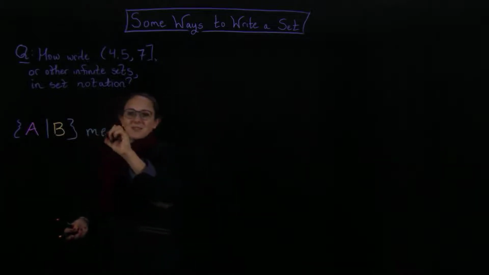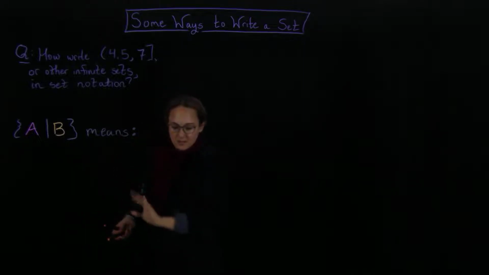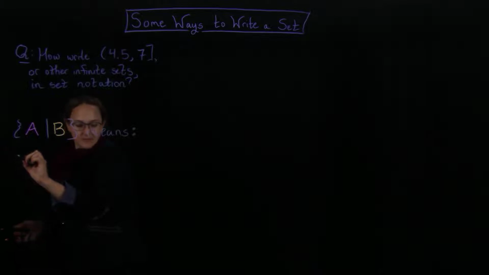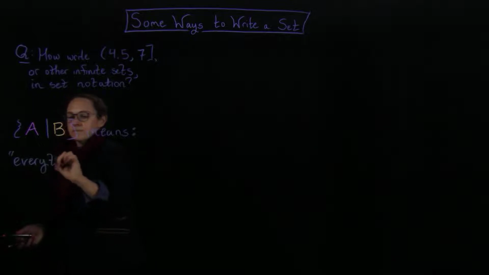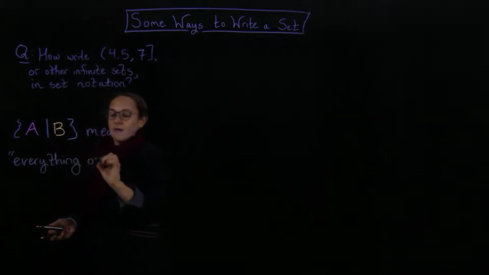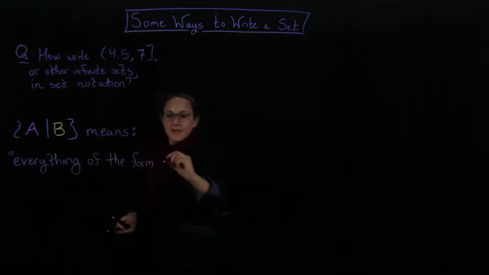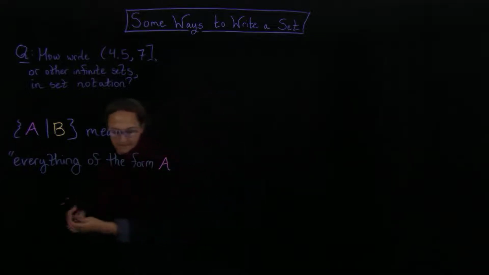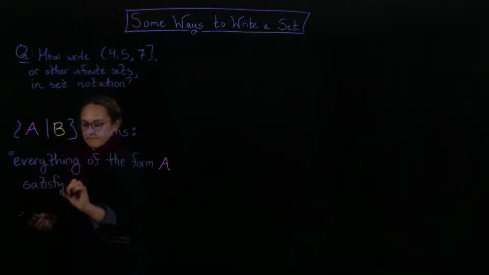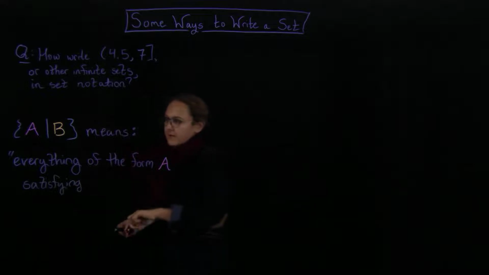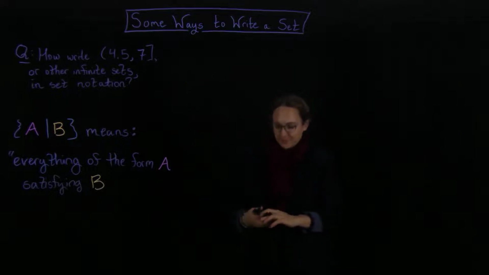So what does this mean? I think it'll become clearer when we do some examples. What this means is that we can think of this as everything of the form A, whatever this A is, satisfying whatever this condition B is. Okay, so let's look at that particular example, in particular the example that I wrote above.